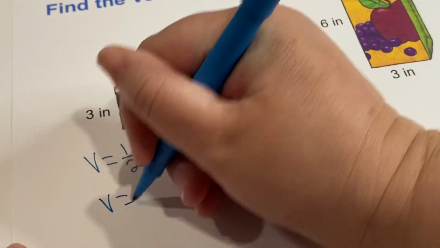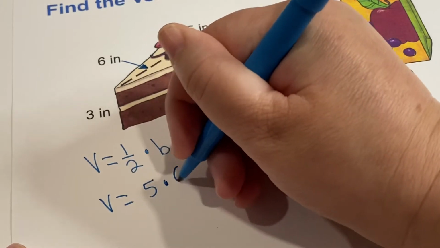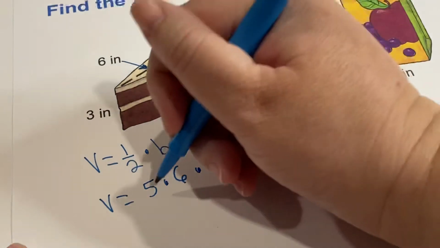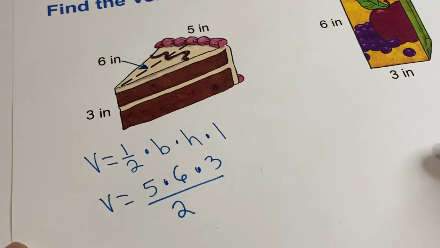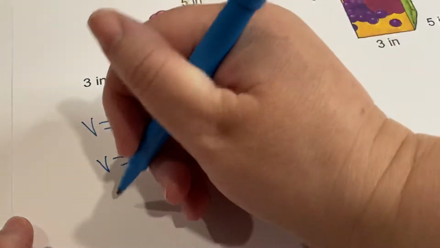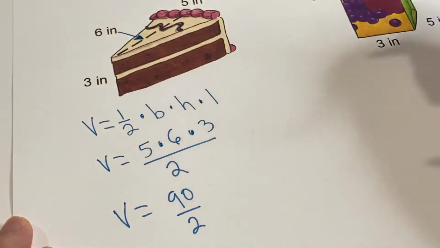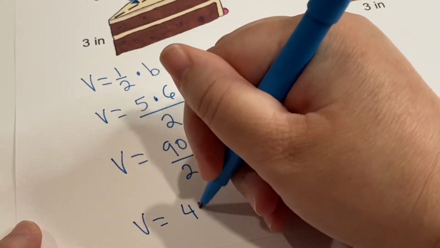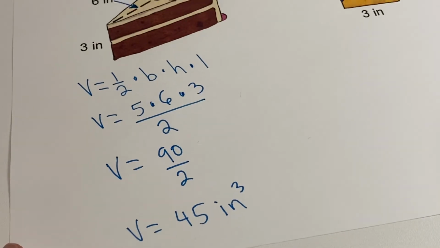So we're going to say volume equals base 5 times the height 6 of the triangle, and then the length is 3. And then we're going to divide the whole thing by 2. So 5 times 6 is 30. 30 times 3 is 90. So volume equals 90 divided by 2. 90 divided by 2 is 45, and we're talking about inches cubed or cubic inches.